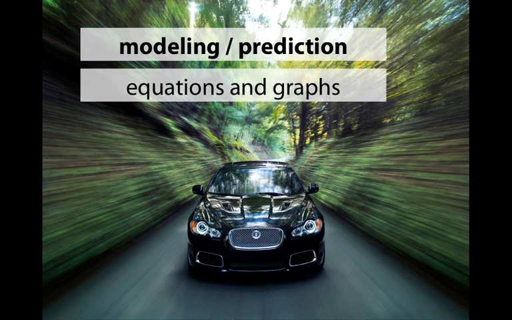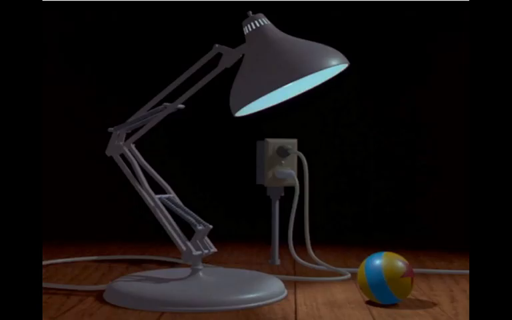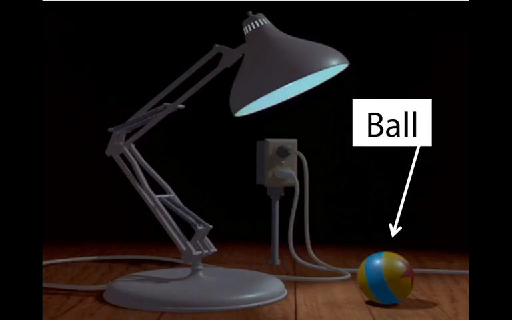In order to model and make predictions, we need to be able to write down equations in physics and draw graphs which illustrate movement. We need to be able to describe movement. And so that's what we're going to start by doing at a very basic level in this course. Many things move, everything moves, but we'll start with the ball.